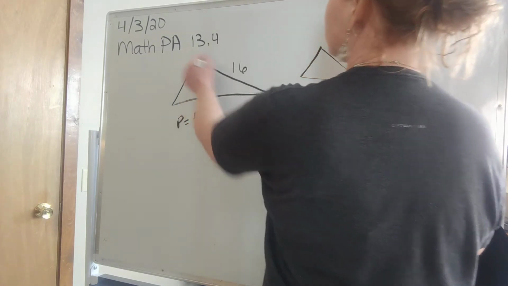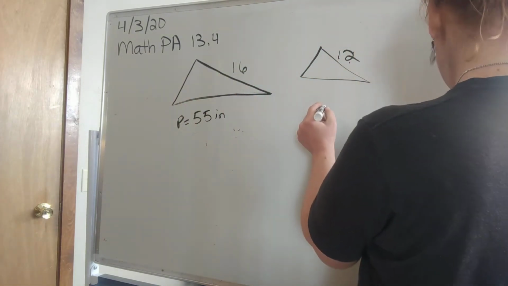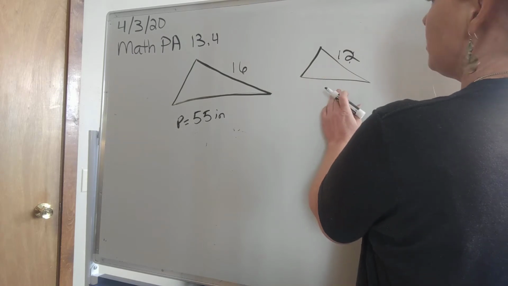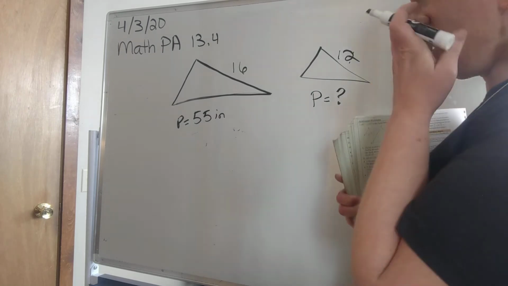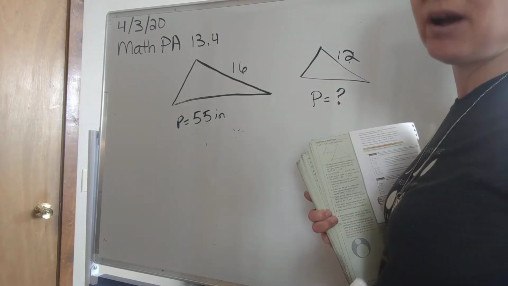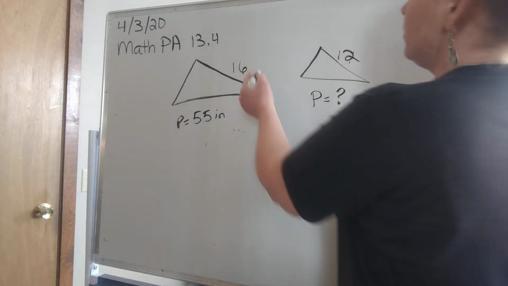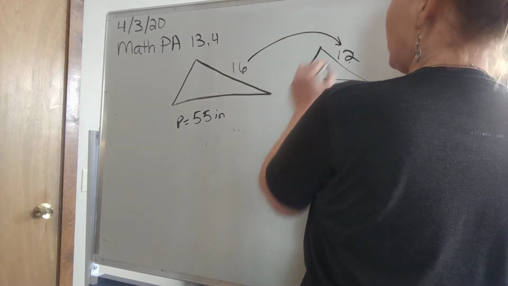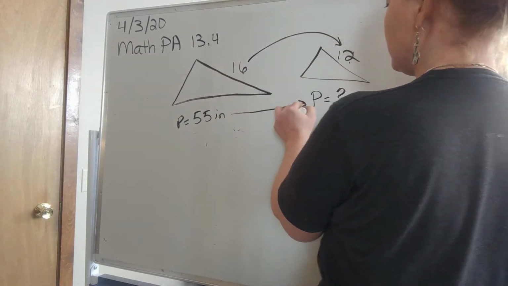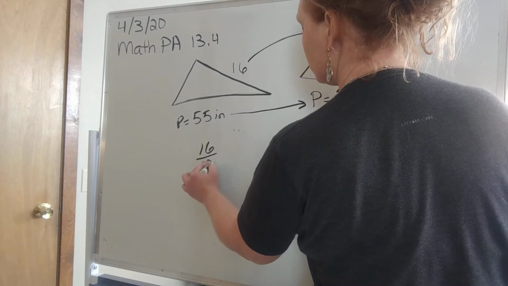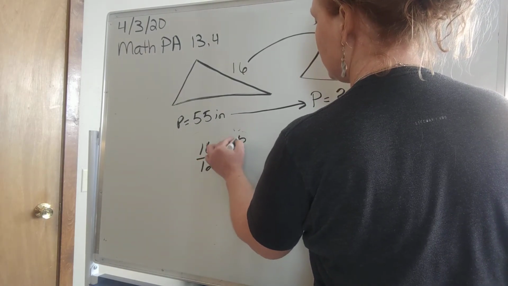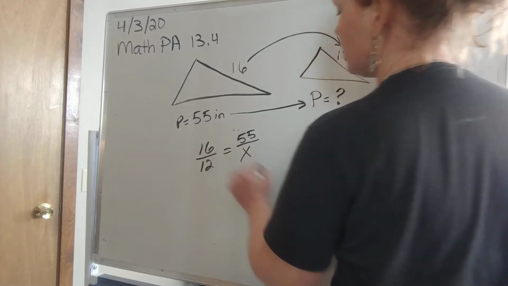Now remember, perimeter goes all the way around. It wants to know, find the perimeter of the second one. So we want to find the perimeter of the second triangle. And we can't just add these up, right? So what we can do is say 16 is to 12 as the first perimeter is to the second perimeter. So 16 is to 12 as 55 is to x.